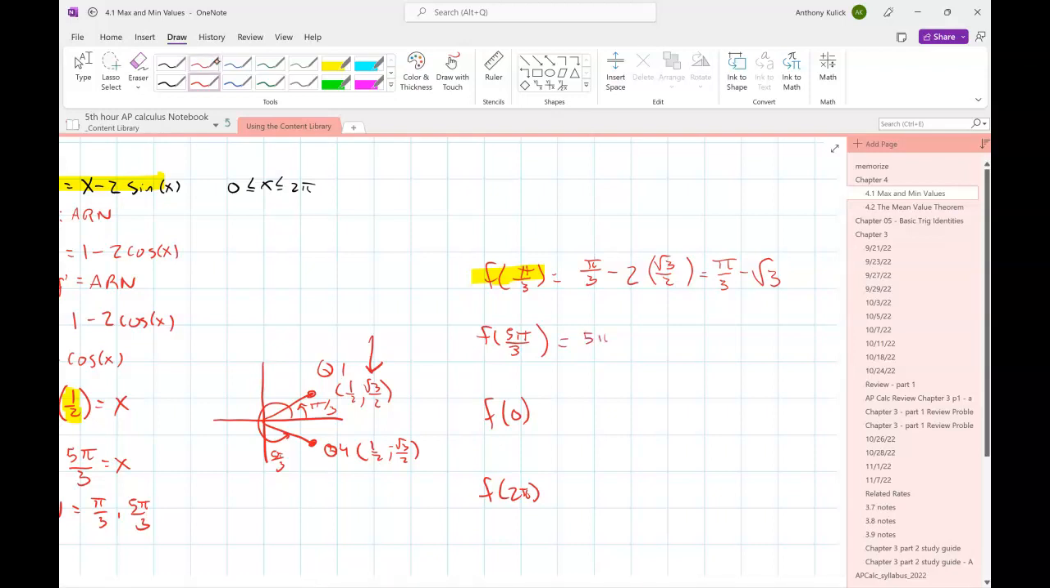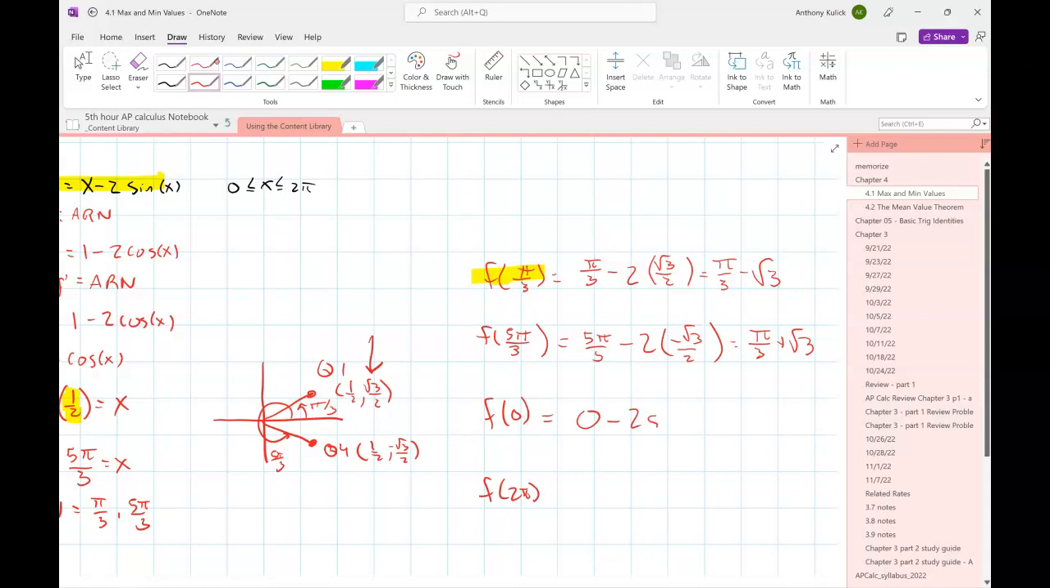We do the same thing, so 5π/3 minus 2 times, and that's negative √3/2. So that's going to be 5π/3 plus √3. I know immediately now that this one can't be a maximum, because clearly this one is bigger since I'm adding √3 instead of subtracting it.